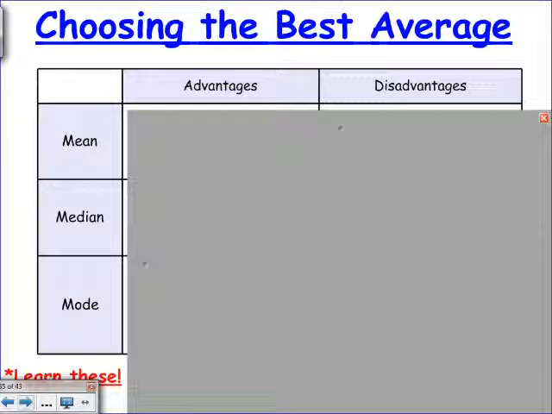I'm going to finish the lesson off. Don't start packing away, we're not going anywhere just yet. By talking about the different averages and the pros and cons of those averages. Okay? And we've kind of hit on a few of these as we've been going through. So let's talk about the pros of a mean.